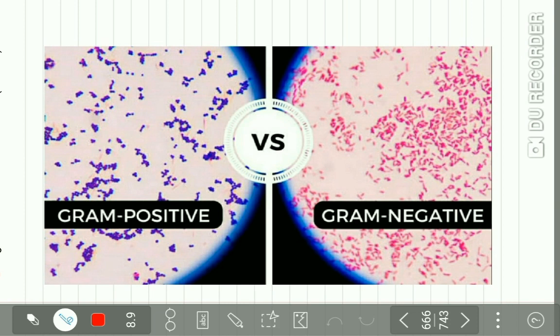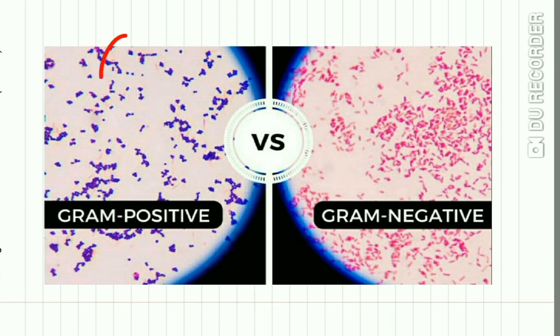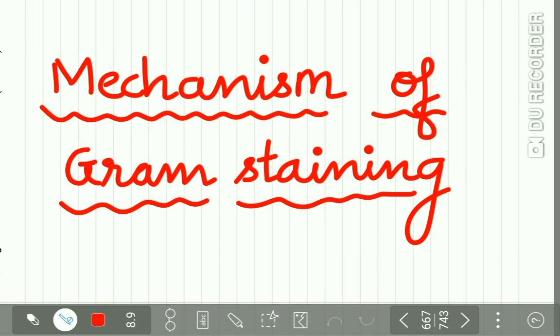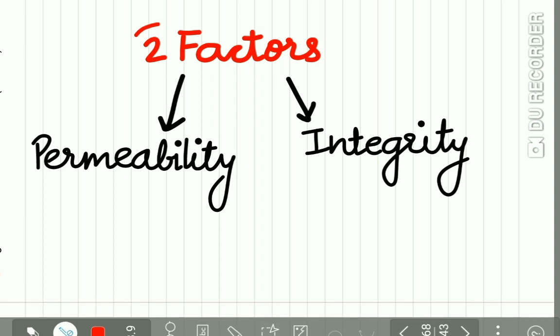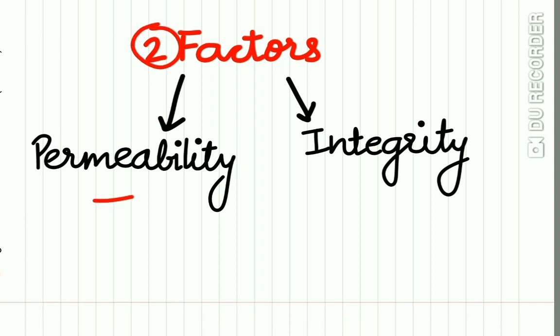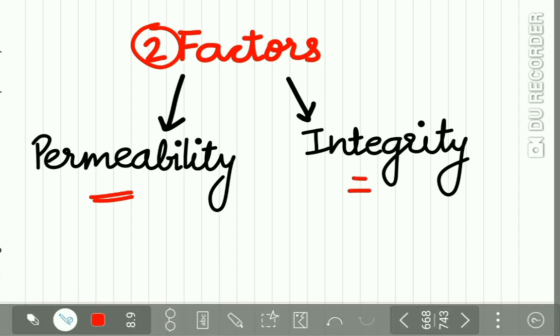So here you can see the gram positive organisms that have retained the primary stain, that is crystal violet, while here you can see the gram negative organisms that have taken up the counter stain, that is safranine. Now, what is the mechanism of this gram staining? Gram staining is attributed to two factors, the permeability of the cell membrane and the integrity of the cell membrane.